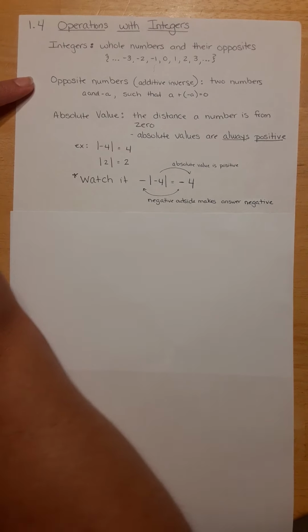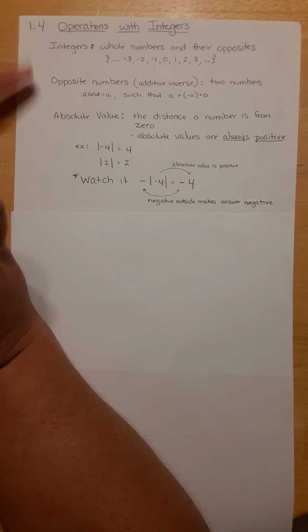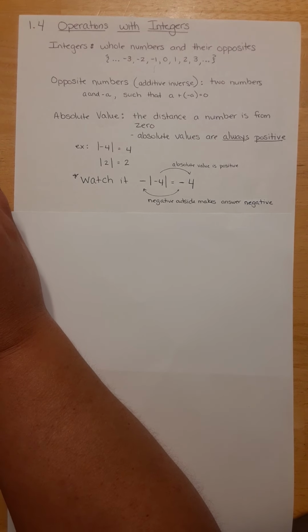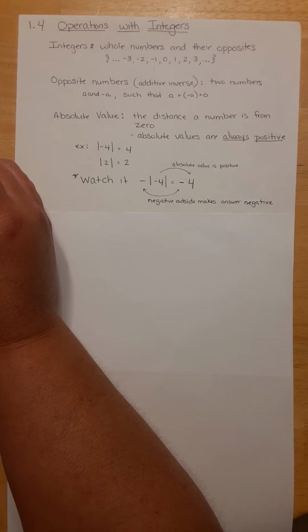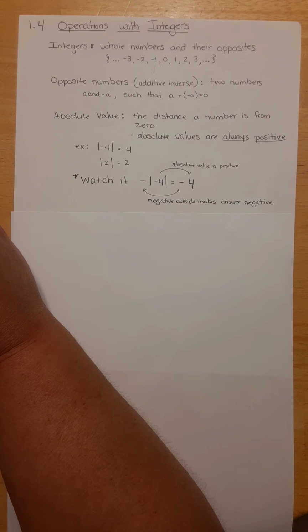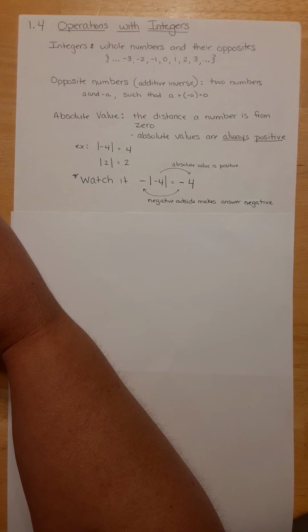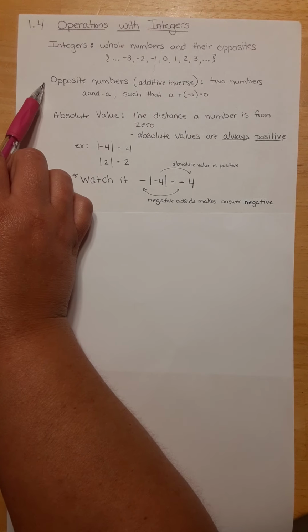Now, we're going to talk about opposite numbers, okay? Opposite numbers are two numbers that are equal distance from 0. One is going to be a positive. So if I have a positive 2, what is the other number that is equal distance from 0, 2 units? And that would be negative 2. So that's how we get a positive and a negative, because they have to be equal distance from 0. So that's what opposite numbers are.